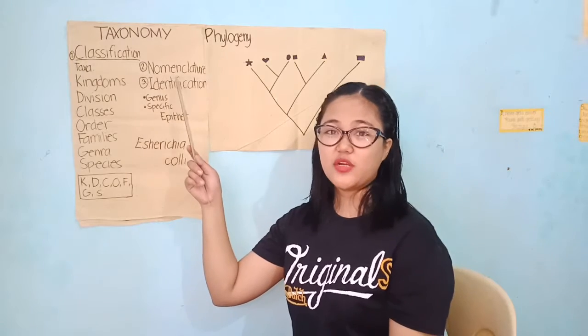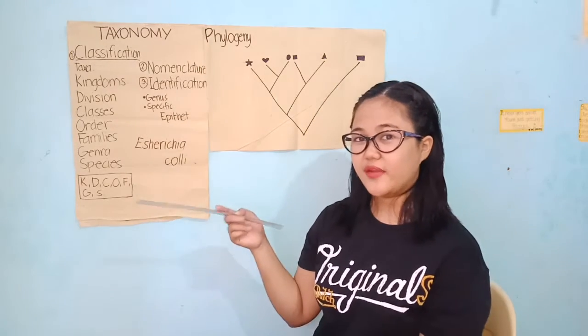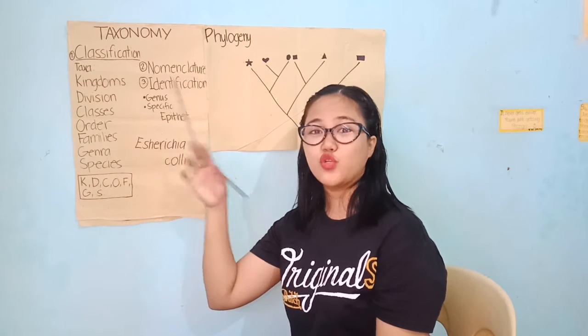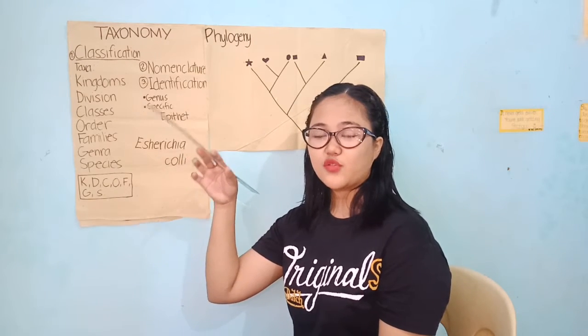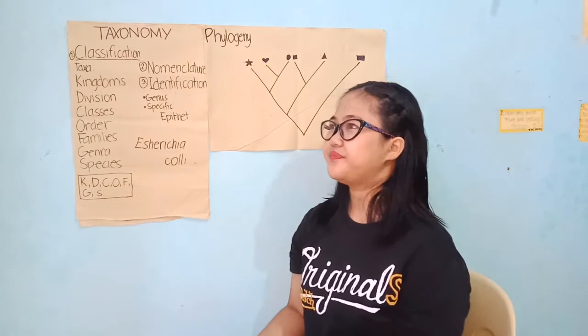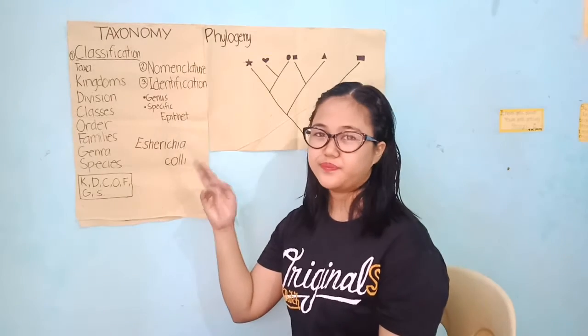So, nomenclature is the naming of an organism by international standards or international rules. It has rules to follow in naming the organism. The third area is identification.